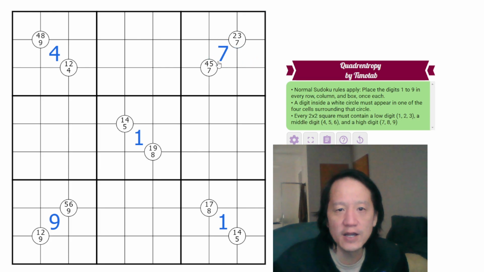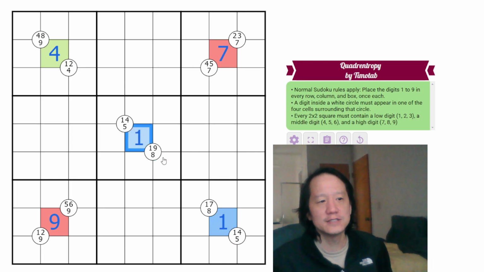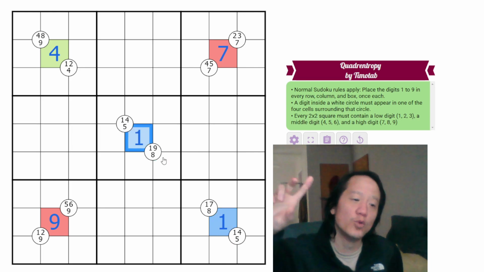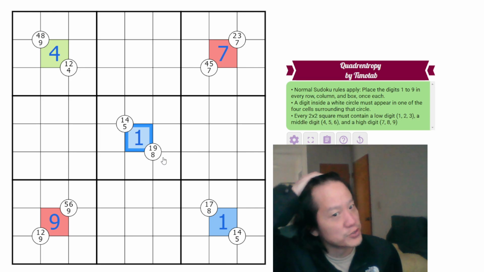One thing I like to do with the 2x2 entropy rule set is make the highs red, the mediums green, and the lows blue, so that I can see visually how the rule set plays out.